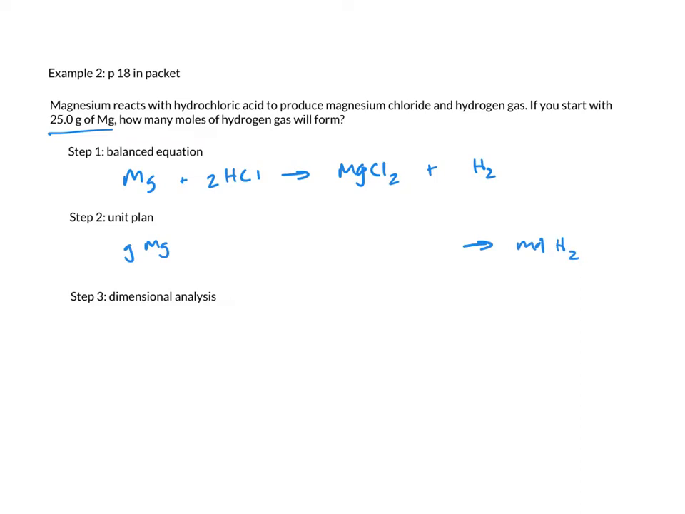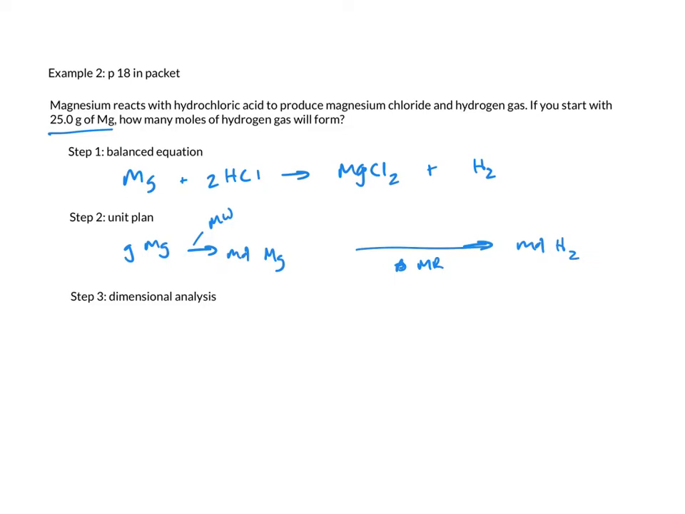Now, can I get from grams of magnesium to moles of hydrogen in one step? No, I don't know how to convert between those two. There's no conversion factor that gets me from there, but I can convert from grams of magnesium to moles of magnesium, and then I can convert from moles of magnesium to moles of hydrogen, right? So conversion factor from grams to moles, I'm going to use my molar mass or my molecular weight. Then I can use my mole ratio to convert from moles of magnesium to moles of hydrogen.